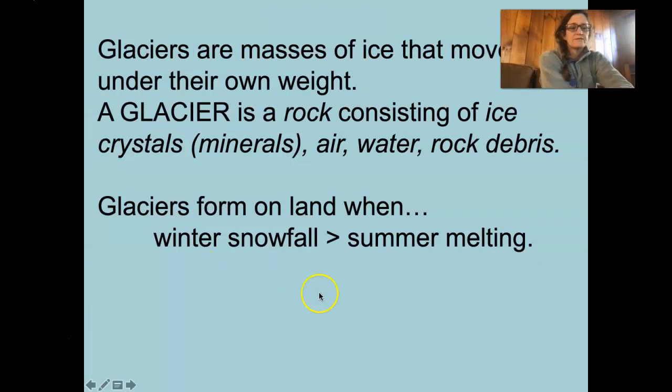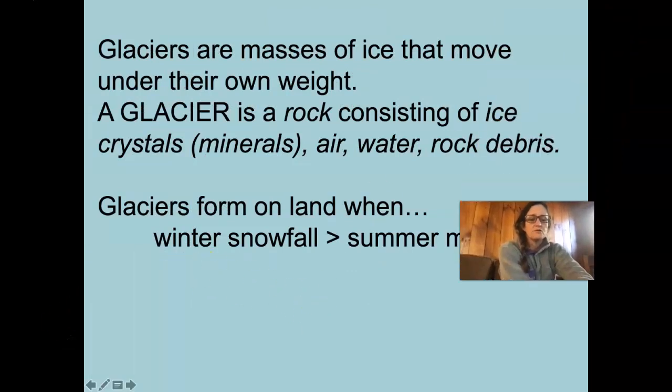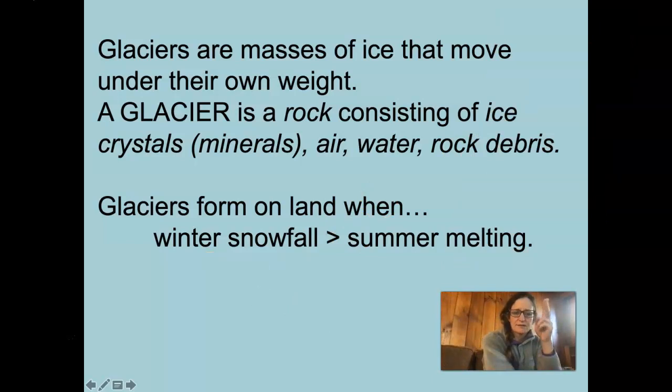So glaciers, by definition, are these big ice masses that move. That's the main thing you've got to remember. Ice that moves. And they're moving on their own weight. We can think of glaciers as being a rock, and that rock consists of ice, crystallized water. There's air bubbles, and there also can be wet regions and rock debris that it's picked up along the way as it is eroding a valley. Glaciers are going to form on land when the winter snowfall exceeds the summer melting.